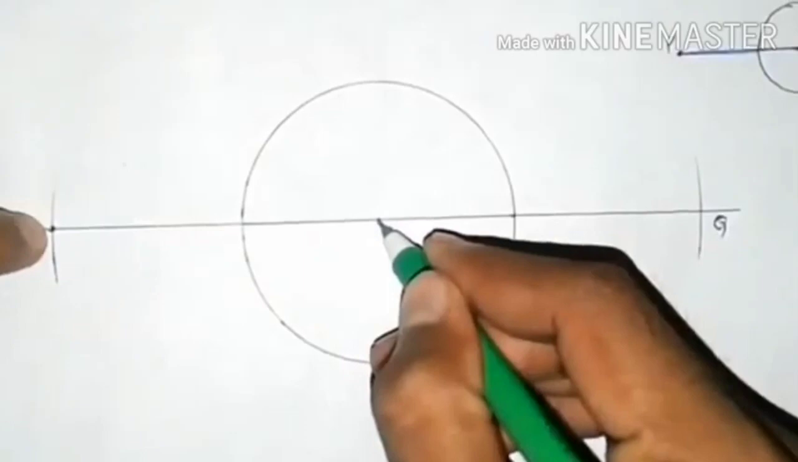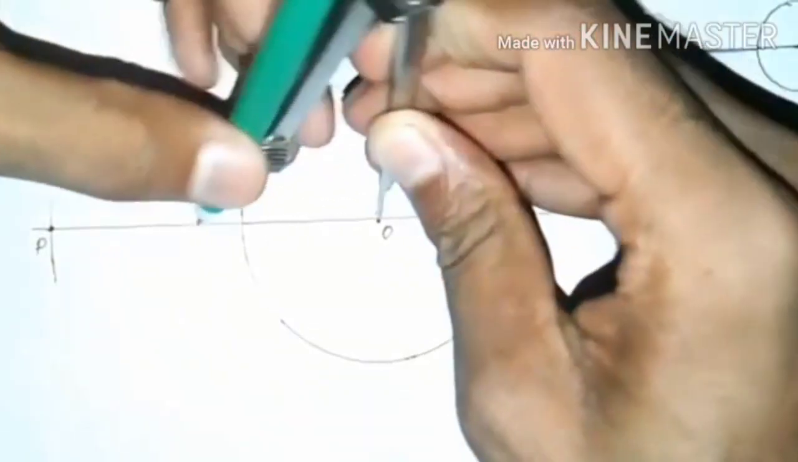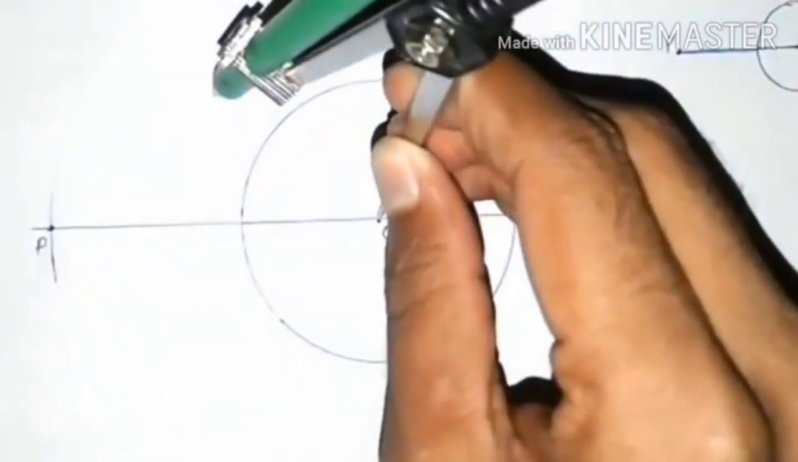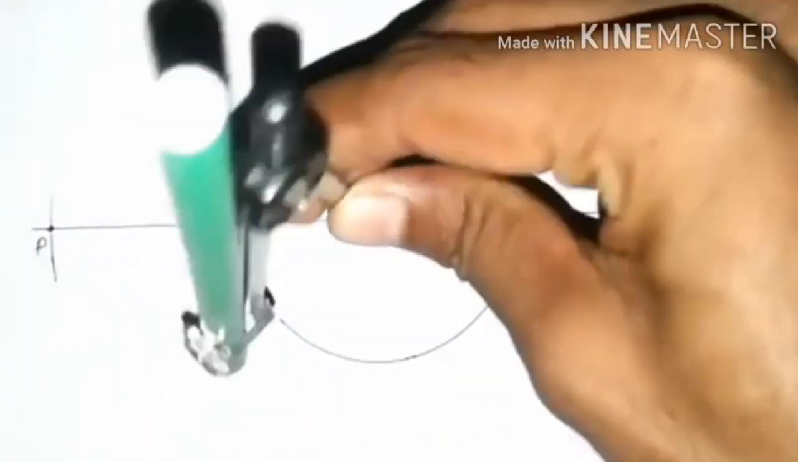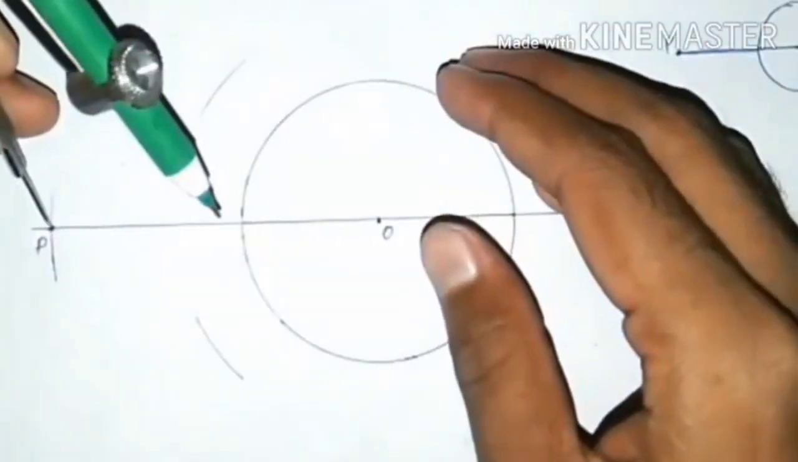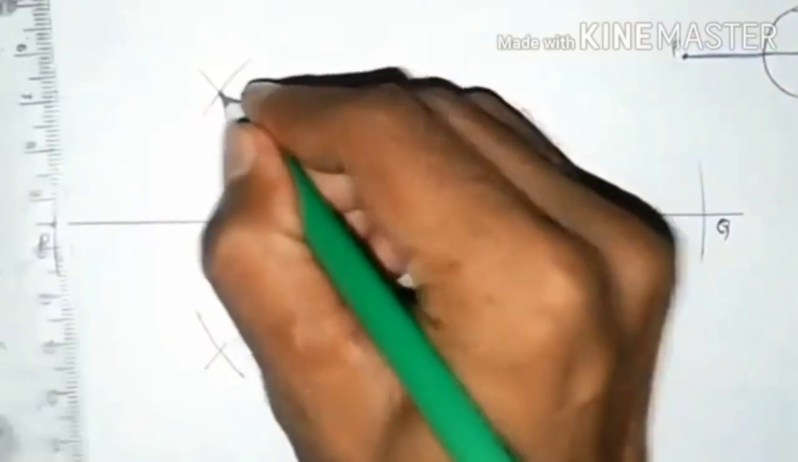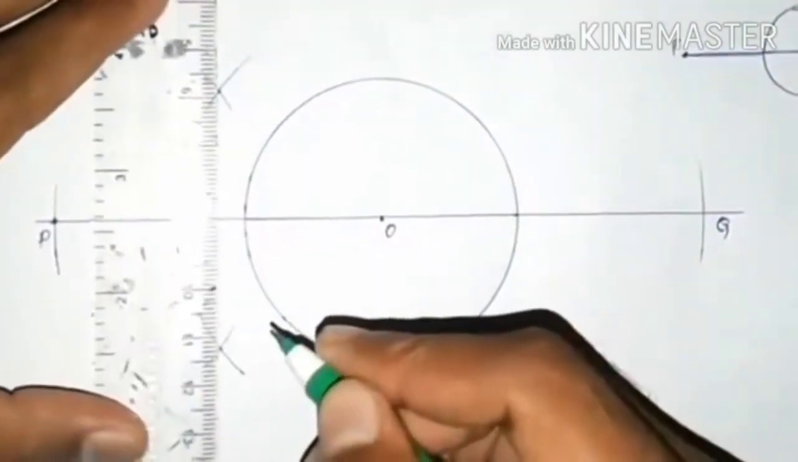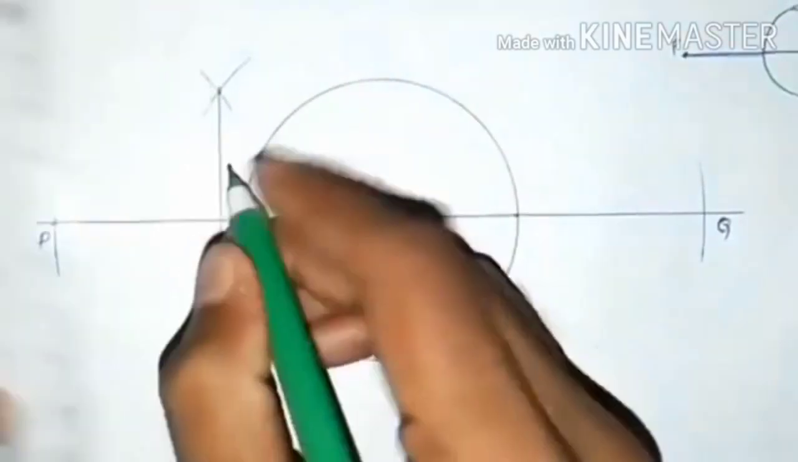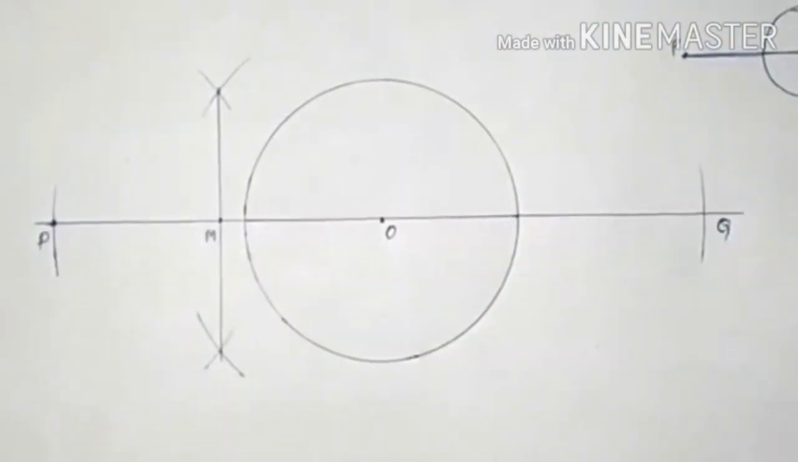Now we have to consider first OP and bisect OP. For that, take more than half of length of OP. Draw arcs up and down of the line segment OP, and using the same radius with P as center, cut those arcs and join the point of intersection of the arcs which you have drawn, and mark the midpoint as M.